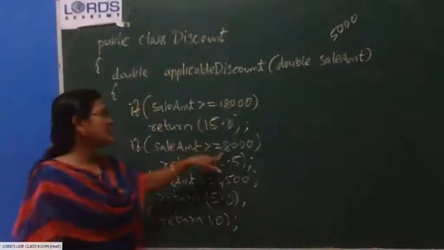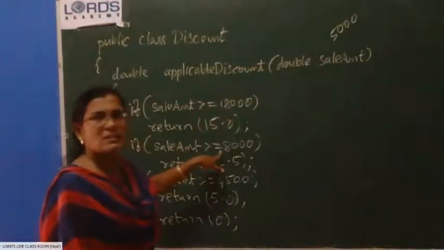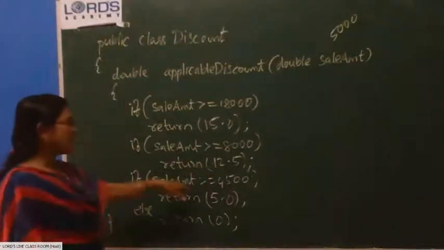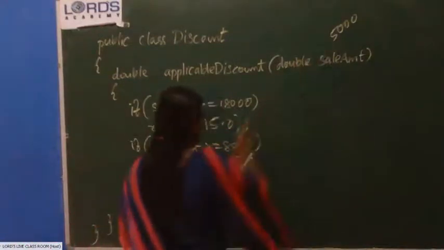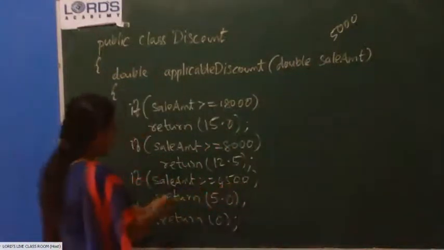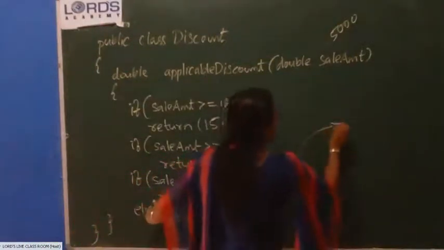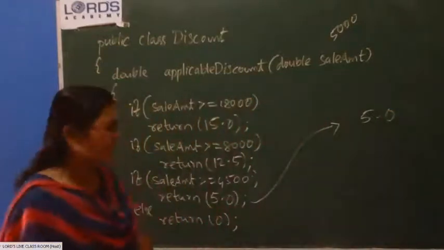Sales amount greater than 8,000? No. 5,000 is not greater than 8,000. So this return command also will not be executed. Next command: if sales amount greater than 4,500, yes, 5,000 is greater than 4,500. So this return command will be executed, where return 5.0. So 5.0 will be the discount rate for me.